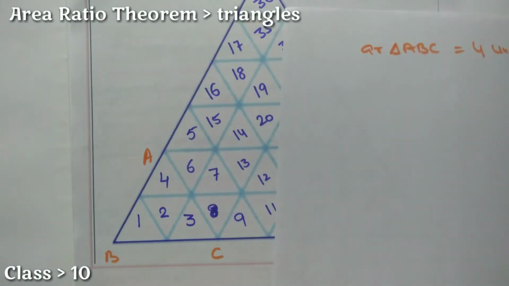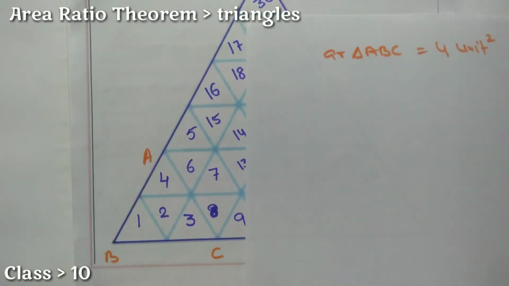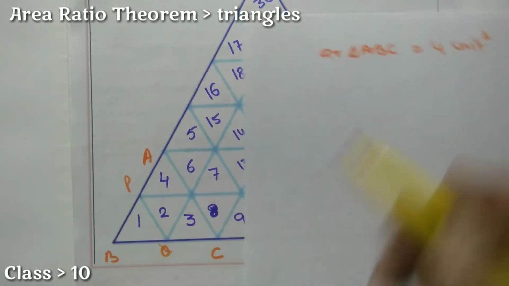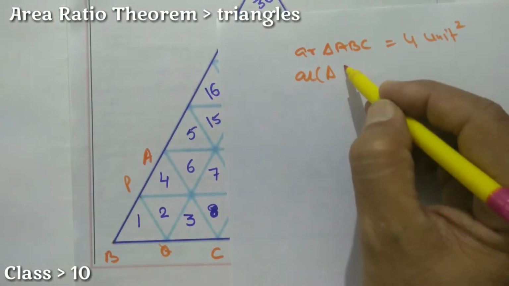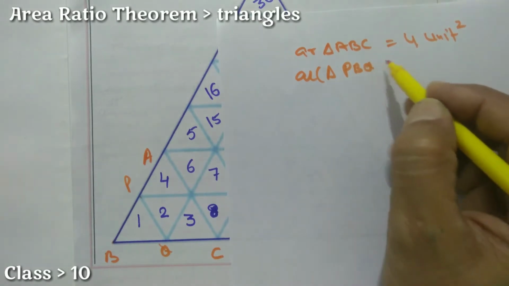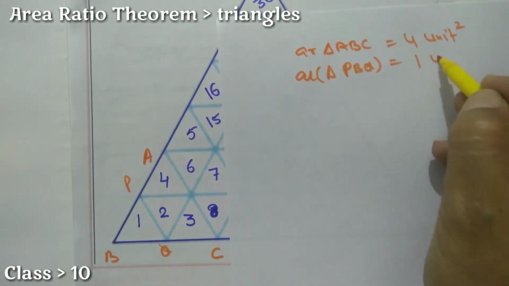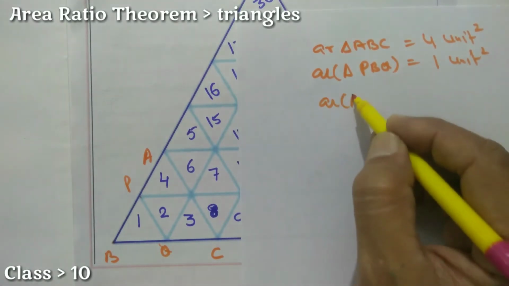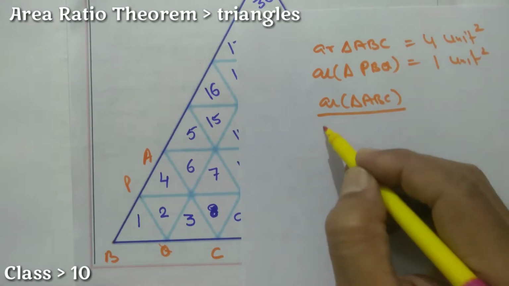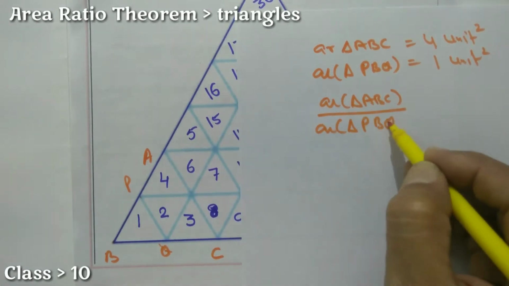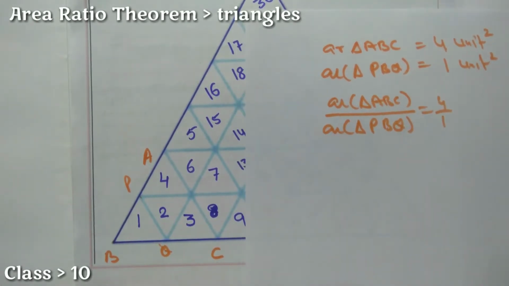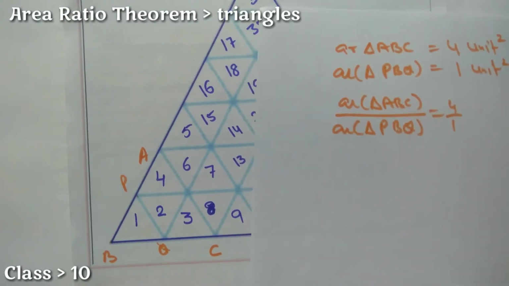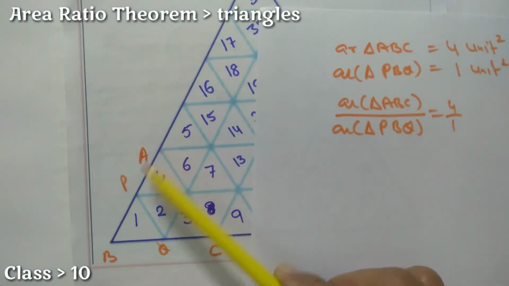Now if I take this smaller triangle, as you can see, it is similar to the larger one. And what is its area? I am naming it PBQ. So area of triangle PBQ is equal to 1 unit square. Now we can clearly observe here that area of triangle ABC upon area of triangle PBQ is equal to 4:1.